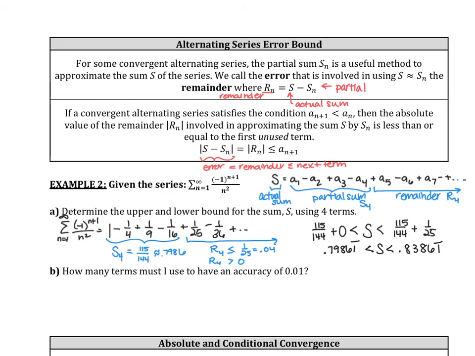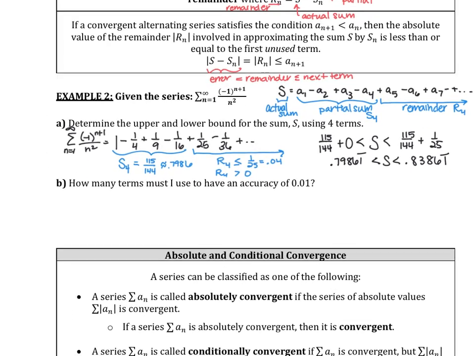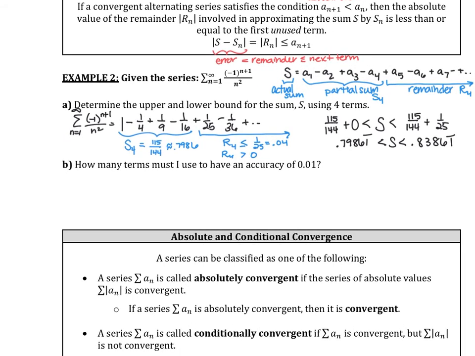Now, how would I figure that out? Well, here's another example. How many terms must I have to have an accuracy of 0.01? Well, what this says is that my remainder needs to be less than my next unused term. Having an accuracy of 0.01 says that my next unused term needs to be 0.01. And so therefore, what I know my remainder needs to be is 1 over n plus 1 squared, and that needs to be less than or equal to 0.01.